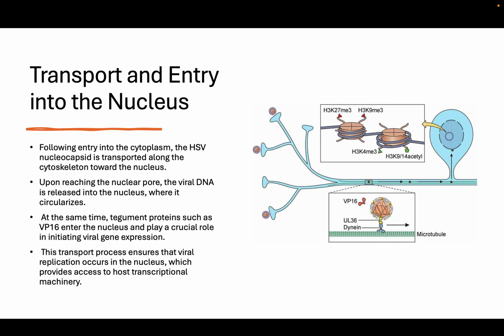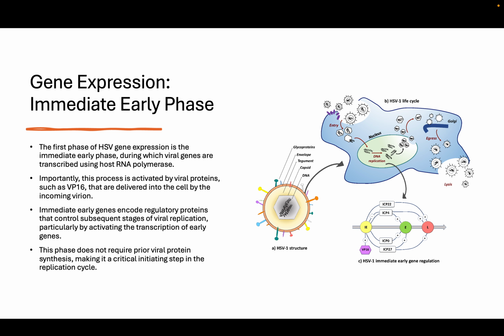linear double-stranded DNA. This linear double-stranded DNA is going to go inside the nucleus along with the tegument proteins. Specifically, VP16 is one tegument protein that really goes inside the nucleus. Once inside the nucleus, this is where the tegument proteins are super important, because they are going to start the activation, the production of the immediate early genes. So this VP16 is going to induce the transcription of the immediate early genes.